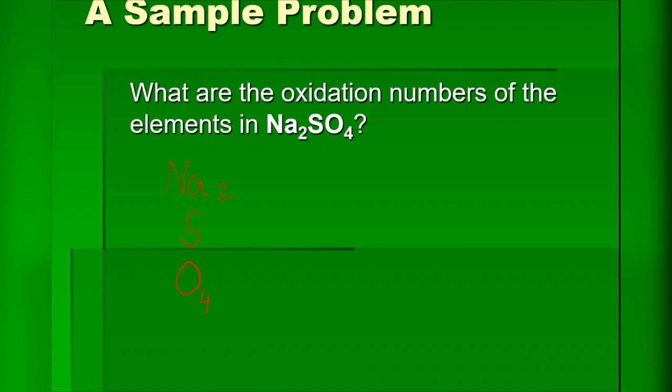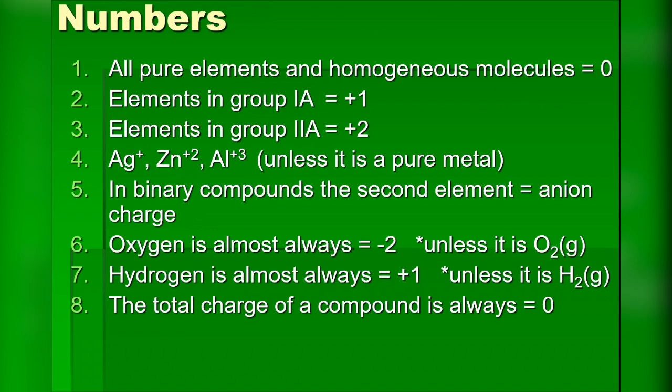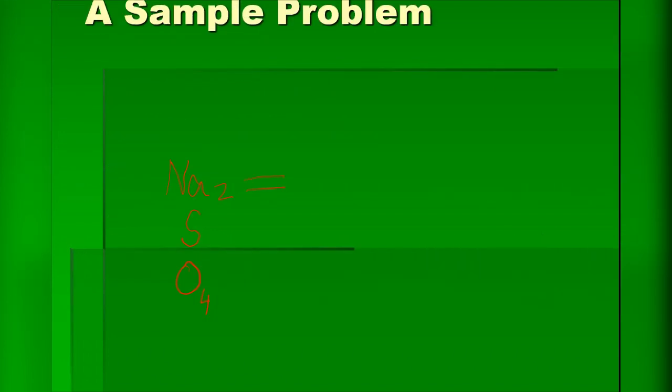Na2SO4. Check. Sodium is in which group? Group 1A. And group 1A, what is the charge? +1. Therefore, and there are 2, so 2 times +1, it should be +2.